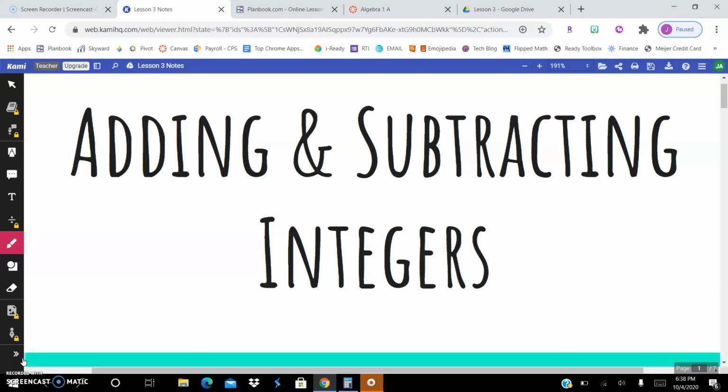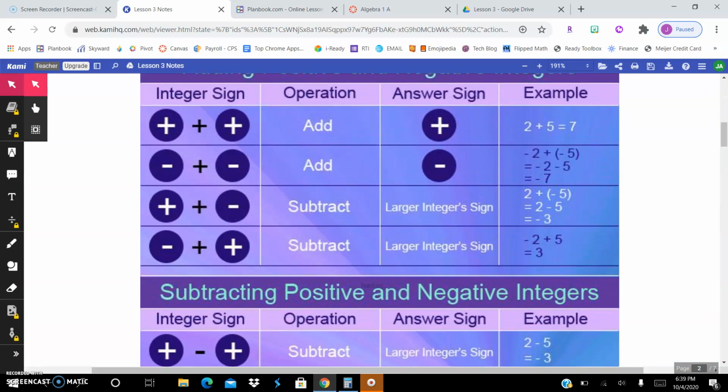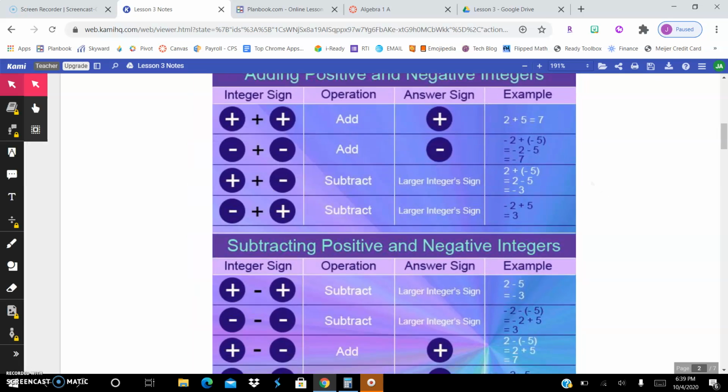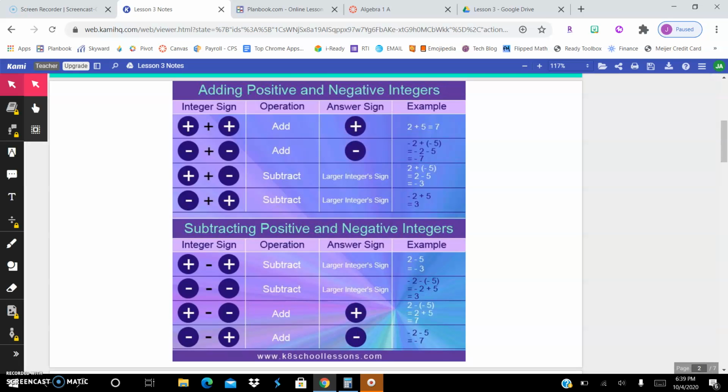For lesson 3, we are still going to stay with adding and subtracting integers, but we're going to have more word problems or real life applications to look at with adding and subtracting of our integers. So for this next slide, I put on here kind of a little cheat sheet to help you know when you have to add or subtract and what sign gets left.